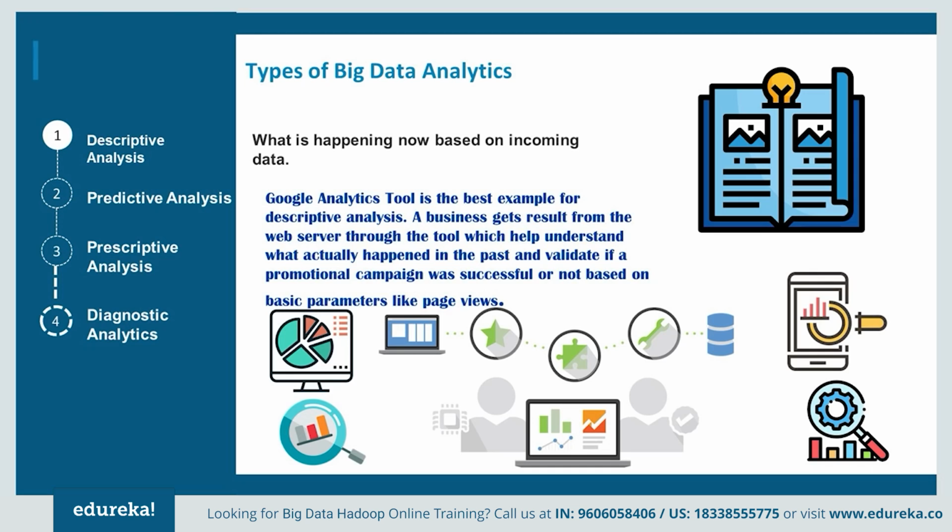And the past, which I just referred to in this context, can be 1 minute ago or even a few years back. So the best example that I could cite here for descriptive analytics is basically the Google Analytics tool. So Google Analytics basically is aiding organizations or different businesses by analyzing their results through the Google Analytics tool. So the outcomes help the businesses understand what actually has happened in the past and then they validate if a promotional campaign was successful or not based on the basic parameters like page views. So basically, descriptive analytics is therefore an important source to determine what to do next.